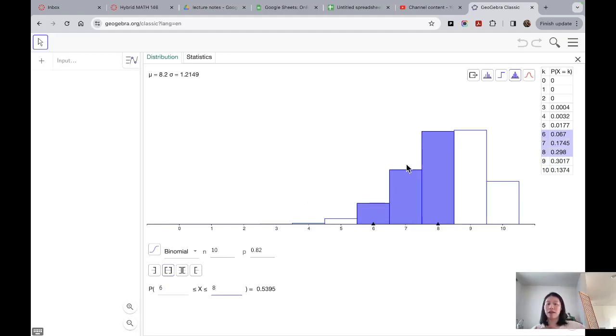You may notice that the graph in here already changed to 6, 7, and 8. That's the highlighted part. Also the table, they highlighted 6, 7, and 8. That means the sum of all of these is going to be your probability that she makes between 6 and 8 free throws. Okay, it's going to be 53.95.